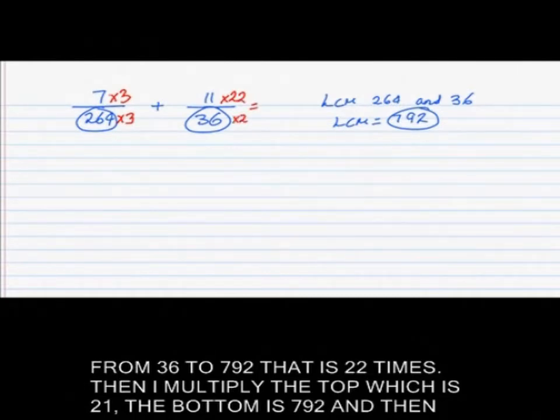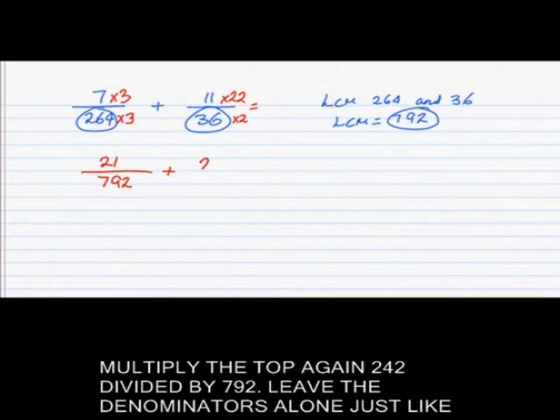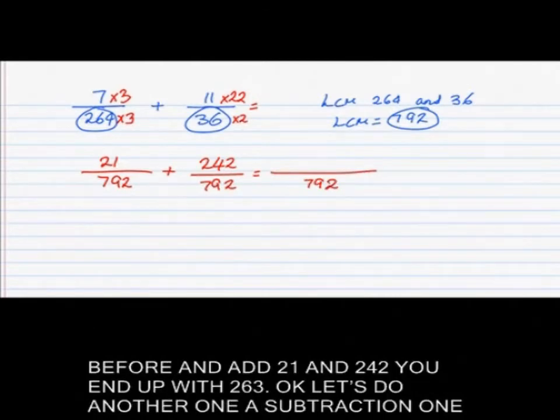Then I multiply the top, which is 21. The bottom is 792. And then multiply the top again, 242 over 792. Leave the denominators alone, just like before. And add 21 and 242, you end up with 263.